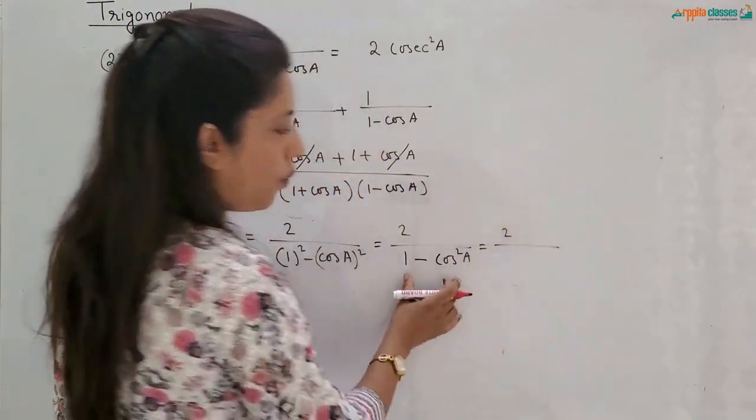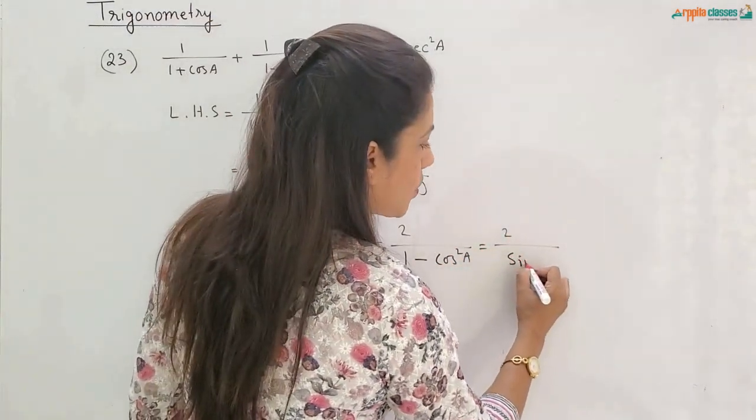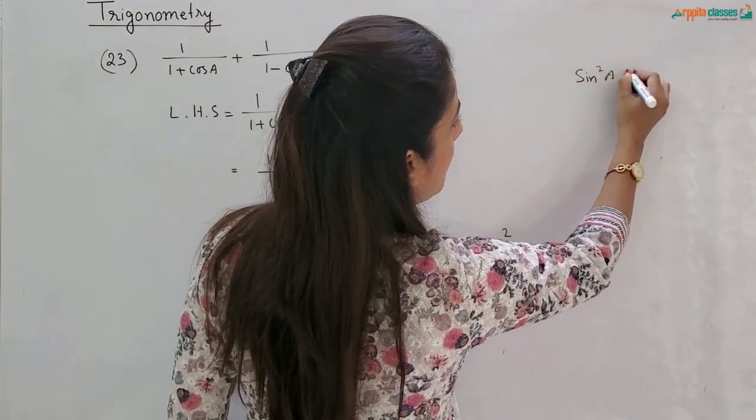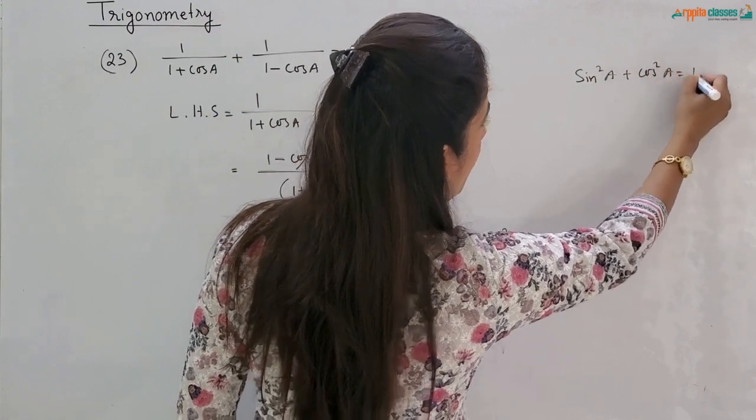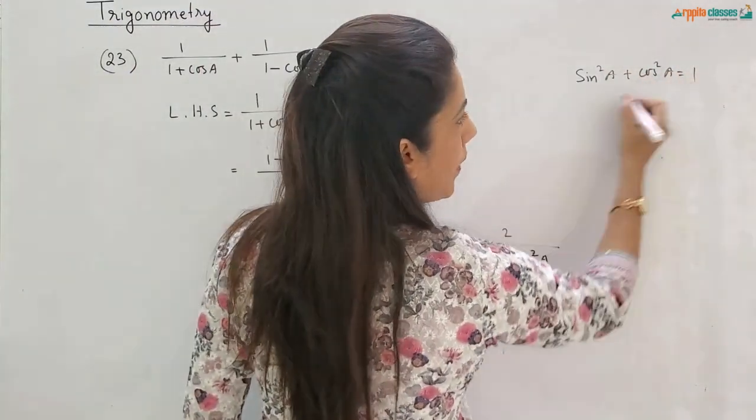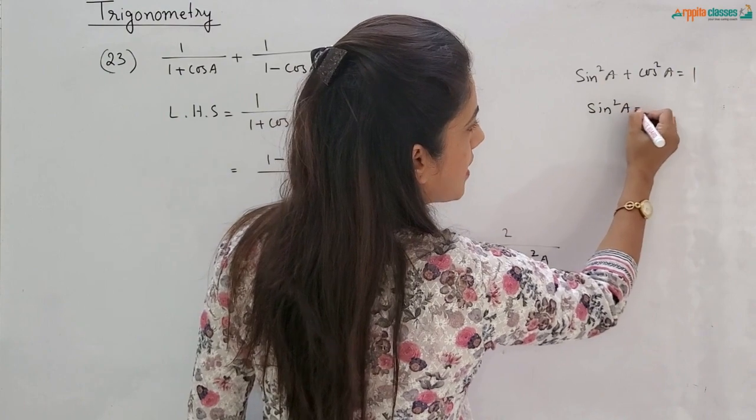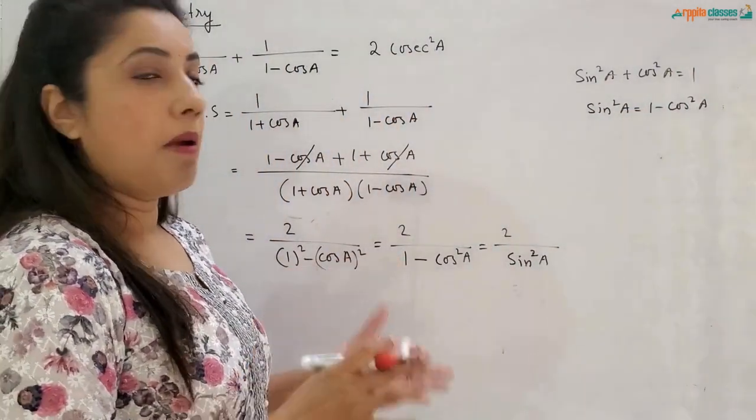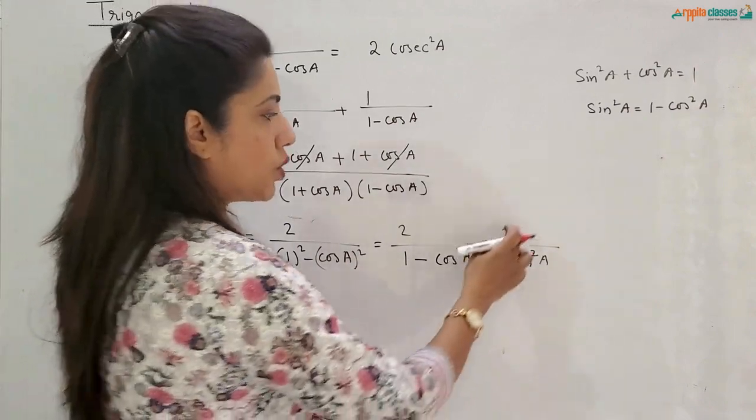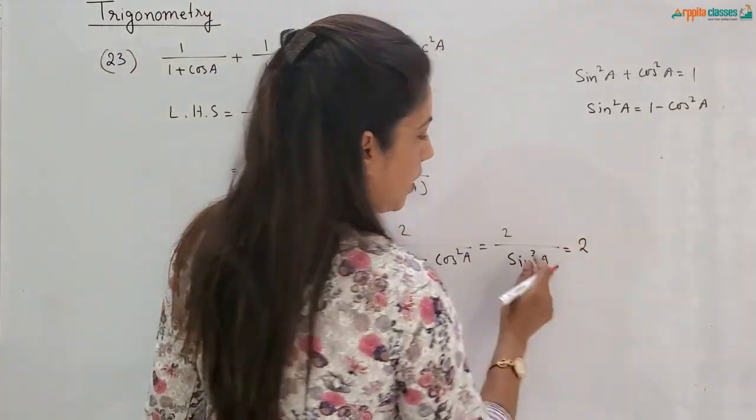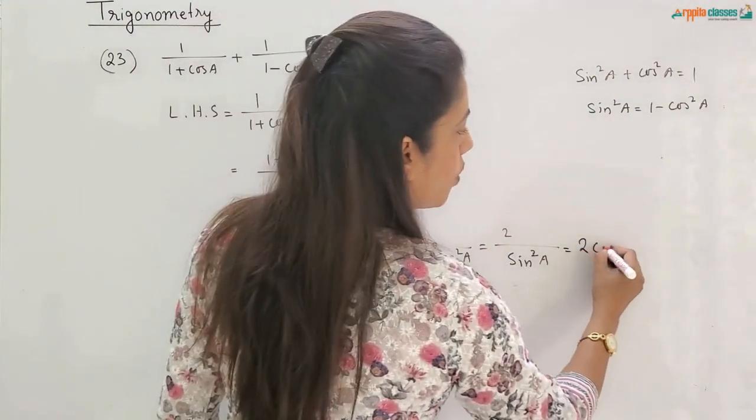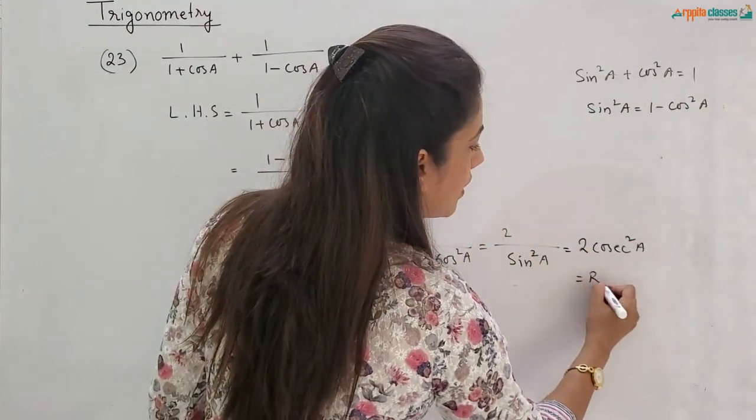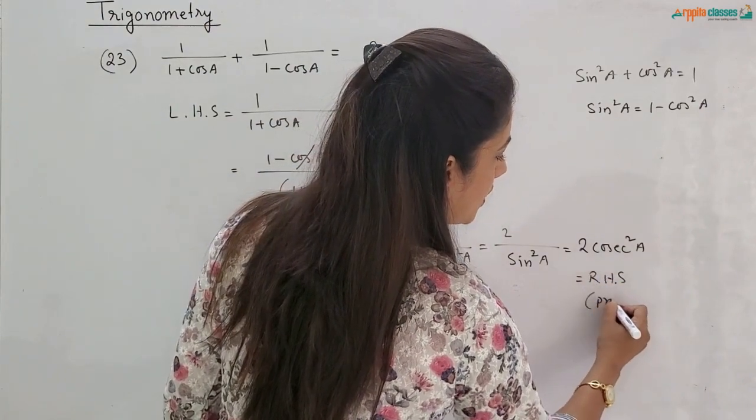So that is 1 minus cos square A, which is sin square A. It's from the first identity here, if you remember. Sin square A plus cos square A is equal to 1. So if I take cos square A that side, sin square A is equal to 1 minus cos square A. By this time you should be remembering all the identities. So 2 upon sin square A, so 2 into 1 upon sin square A is cosec square A. Look at your right hand side, we got it. So proved.